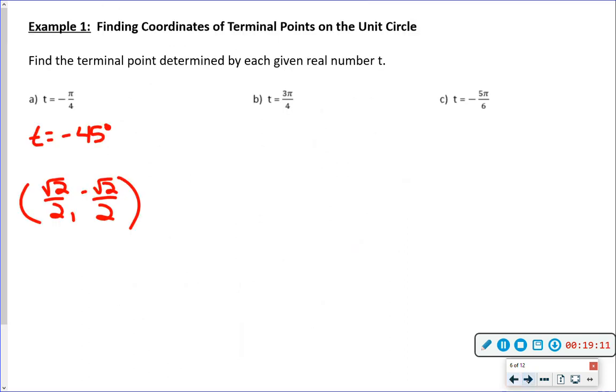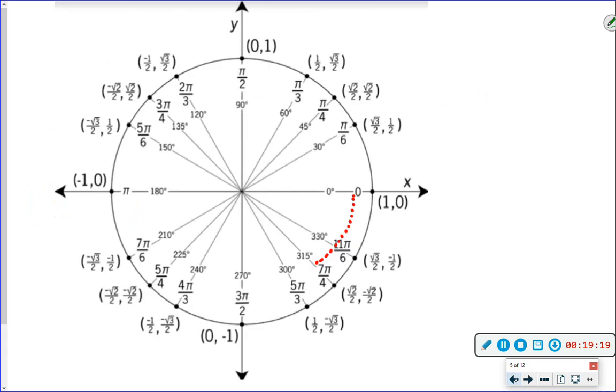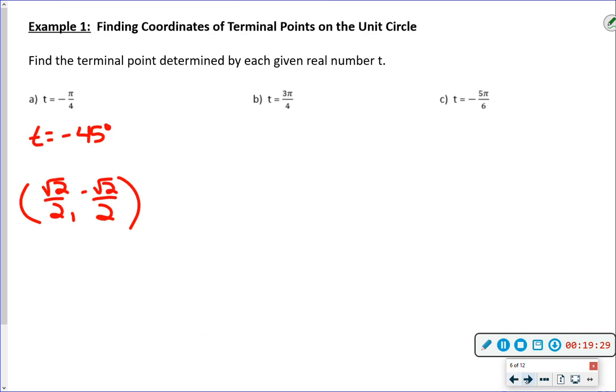All right, 3 pi over 4. If it helps, think of it in degrees. What's 3 pi over 4 in degrees? Actually, we don't need it. It's on our circle. You need longer arms. 3 pi over 4. There's our 135. All we have to do is write down the point. Negative square root of 2 over 2, positive square root of 2 over 2. See, easy. Now it's easy.